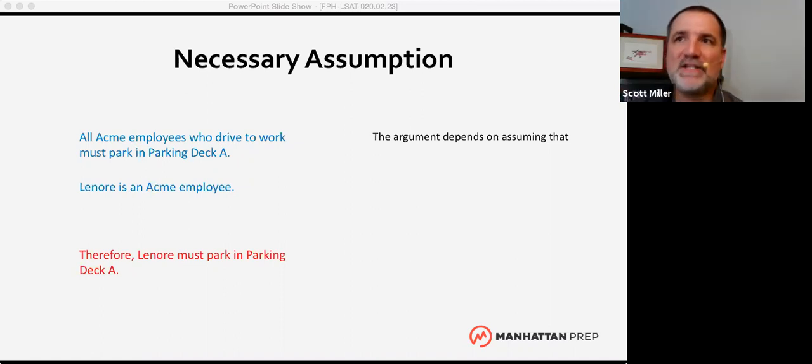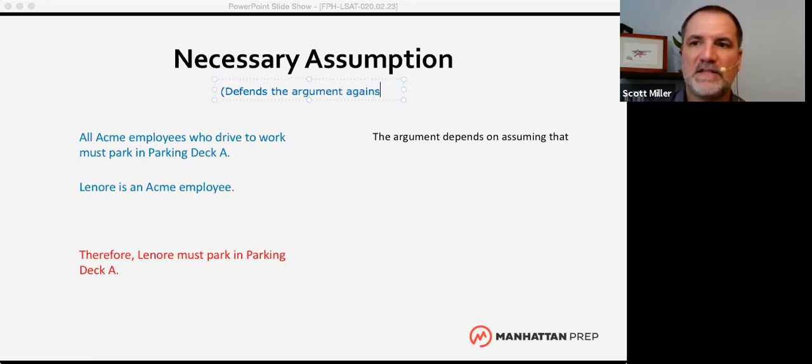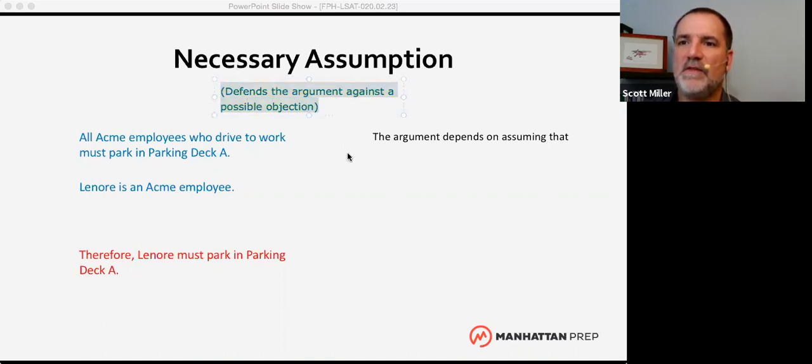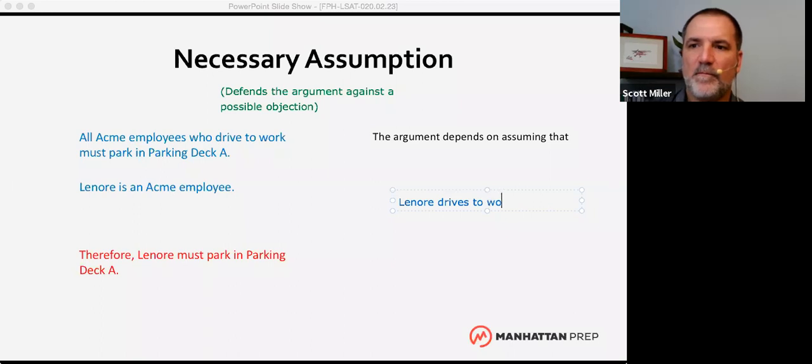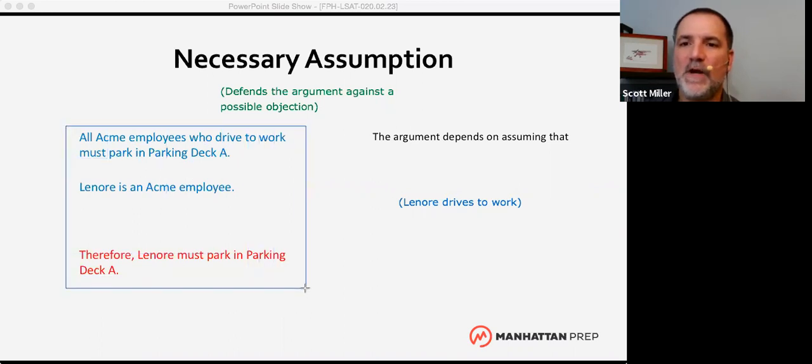Necessary assumption, the best way to think of it is you're looking for an assumption that defends the argument against a possible objection. So what does that mean and how does that work? Necessary assumption defends the argument against a possible objection. Can you think of a possible objection in this argument? Remember, the piece that's missing from this argument is that Lenore drives to work. I didn't give you that yet. If we're just looking at the argument as it exists over here, we don't know that Lenore drives to work.